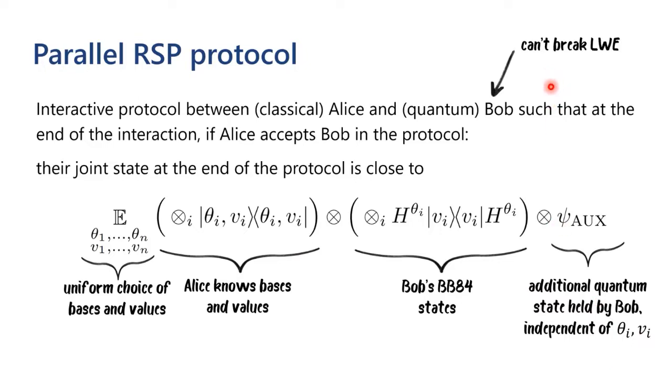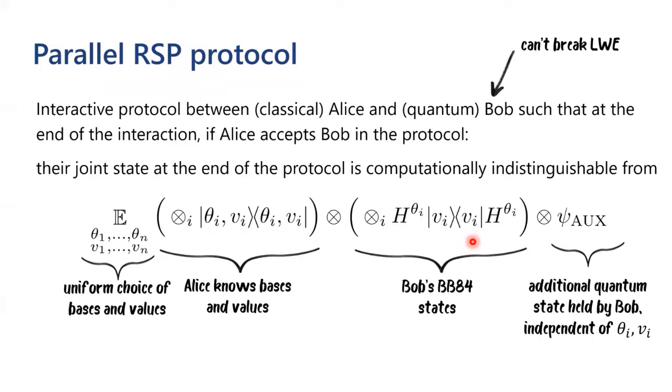Now, this is still a little bit too good to be true, so we need to make some modifications. And one modification is that we can't prove that this state is close to this state, so the actual state is close to this state. We can only prove that it's computationally indistinguishable from this state. And the reason for this is as follows.